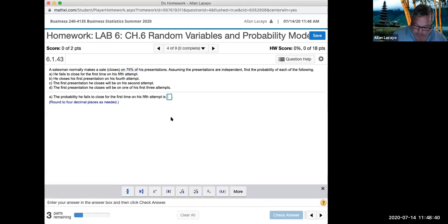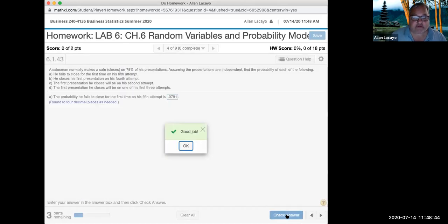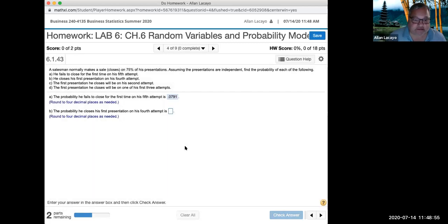And when I put here 0.0791, I get the answer and it's right. And I don't have to worry about the highly complex structure of rules of probabilities to compute this by hand, and it's less time consuming.